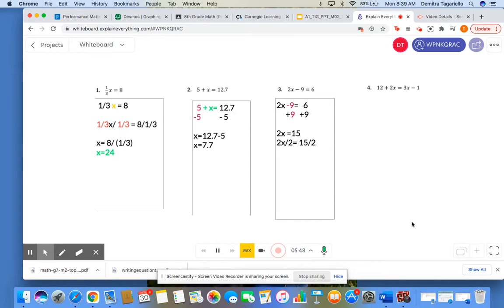Now remember, these two are inverses of each other, so they will cancel out again. Okay, so I'm going to put them in red again because they're gone. And then what's going to end up happening is we're left with x equals 15 divided by 2. And if you do 15 divided by 2, it is going to leave you with x equals 7.5.